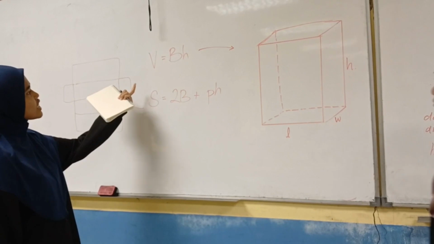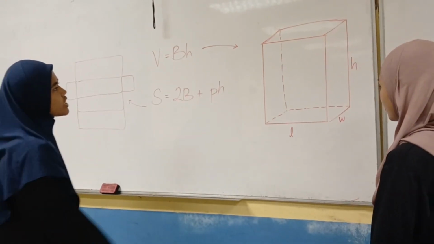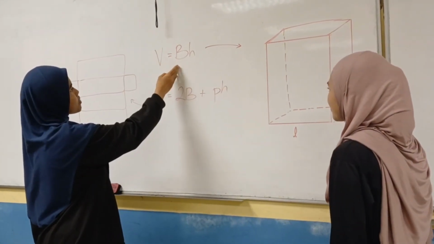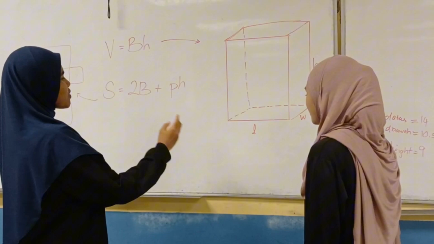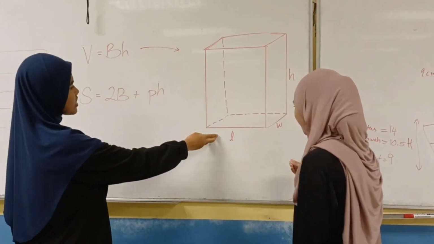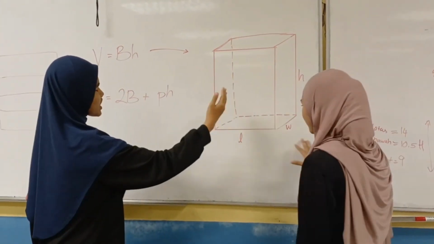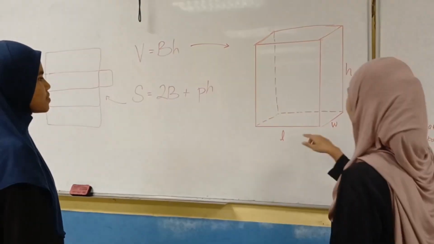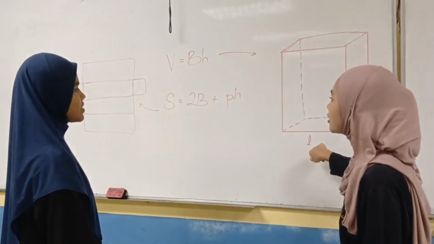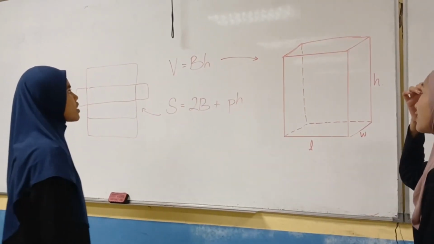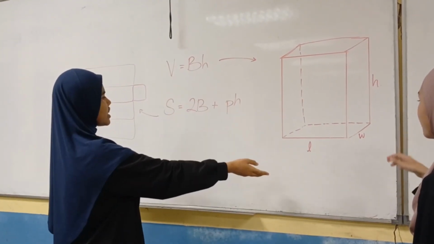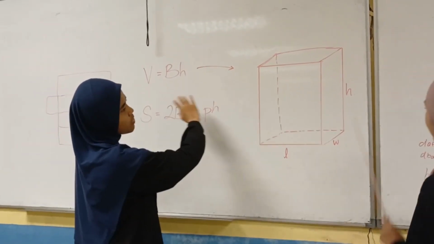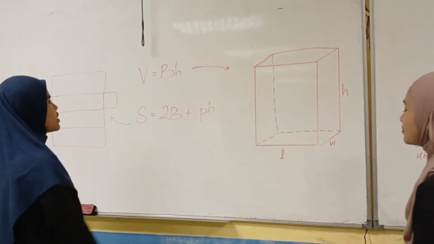So this is the volume formula for the rectangular prism. As we can see, this B refers to the base area for this part. Oh, I see. So B stands for width times length, right? Yes. And when we get the base area, we multiply it by the height, and we get the volume.